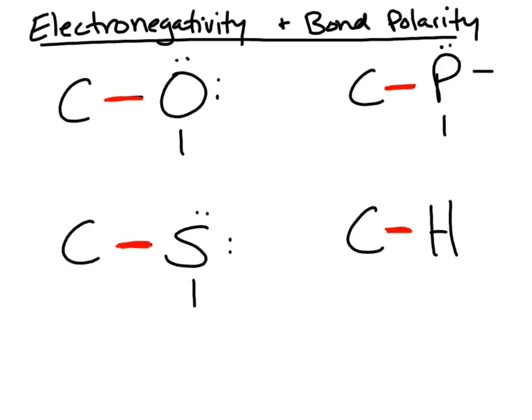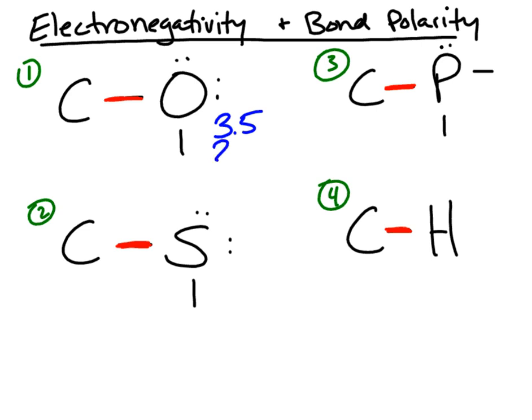All right, so in these 4 examples, we're looking at the red covalent bonds. We'll go ahead and say 1, 2, 3, and 4. The first bond is a carbon-oxygen bond. What we're going to do is take the difference in electronegativity between carbon and oxygen, that being 3.5 for oxygen and 2.5 for carbon. That's a difference of 1.0, which means this would be a polar covalent bond.